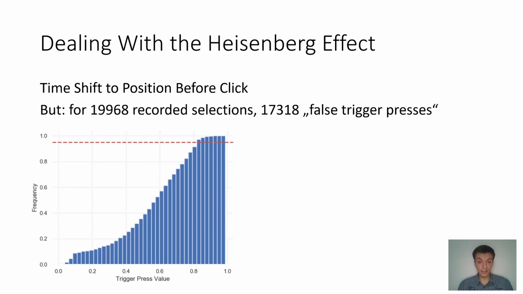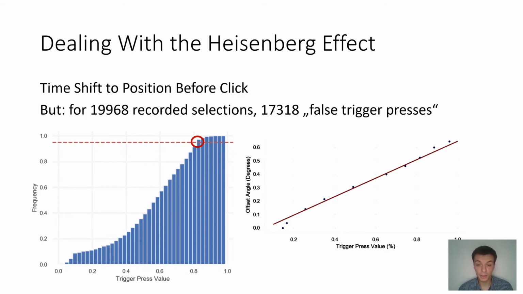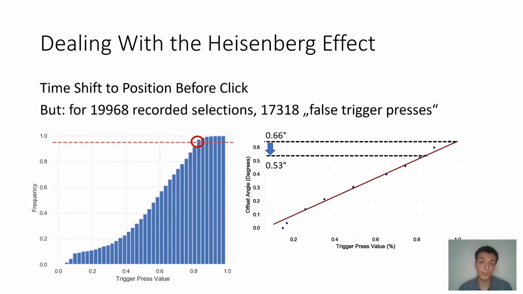So if we look at the cumulative histogram of the forced trigger presses, we can see that 95% of them happened for a trigger press value below 0.83. So if we accept this trigger press value, and we go back to our trigger press value relationship with the offset, we can see that we could go from a displacement of 0.66 degrees down to 0.53 degrees.